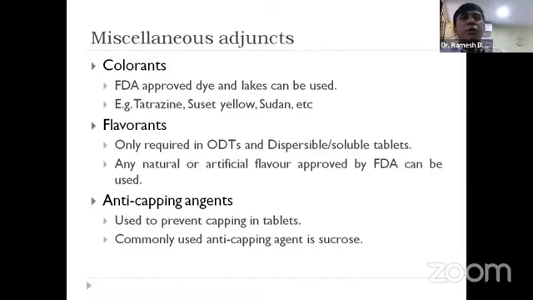So that we can avoid the mottling. Next is the flavoring agents. Flavoring agents are normally incorporated in the orodispersible tablets, and anti-capping agents are used when there are chances of capping. Capping is the removal of the upper or lower crown of the tablet. Normally, we are using sucrose as an anti-capping agent because it acts as a binder, and that's why it holds the entire tablet together. It will prevent the capping.